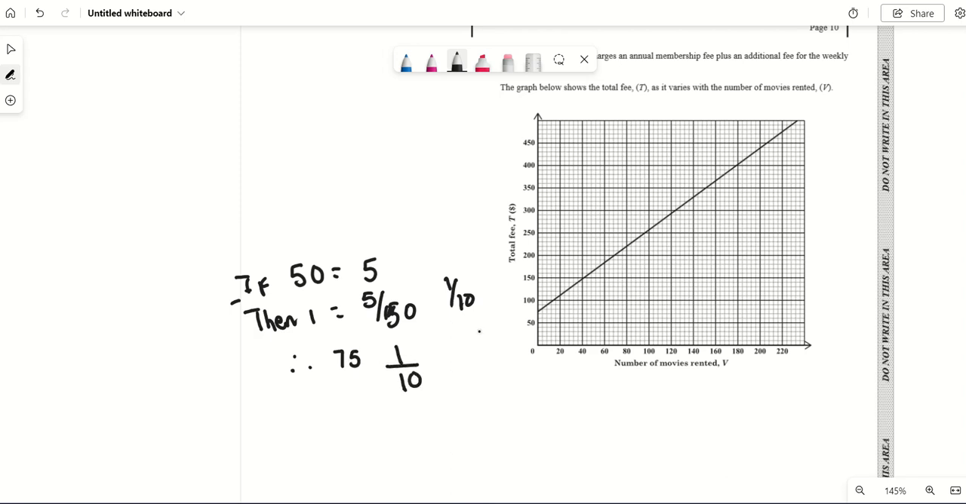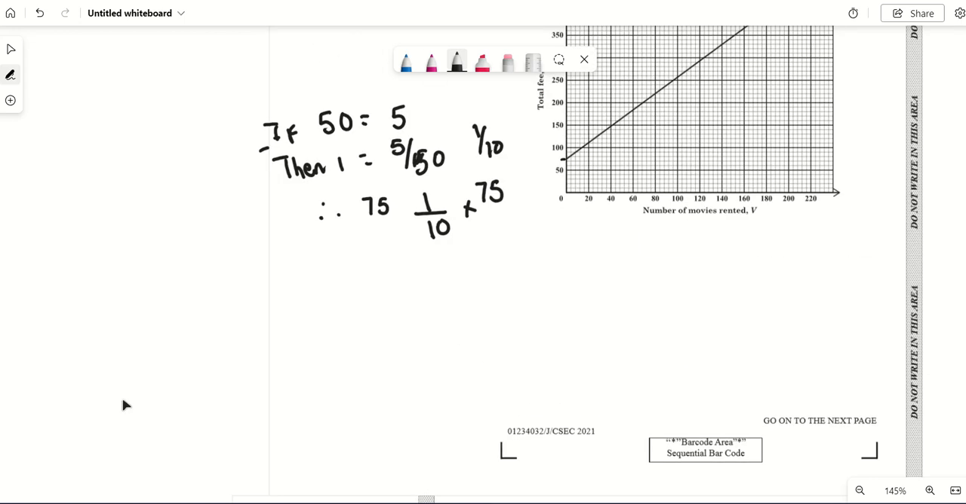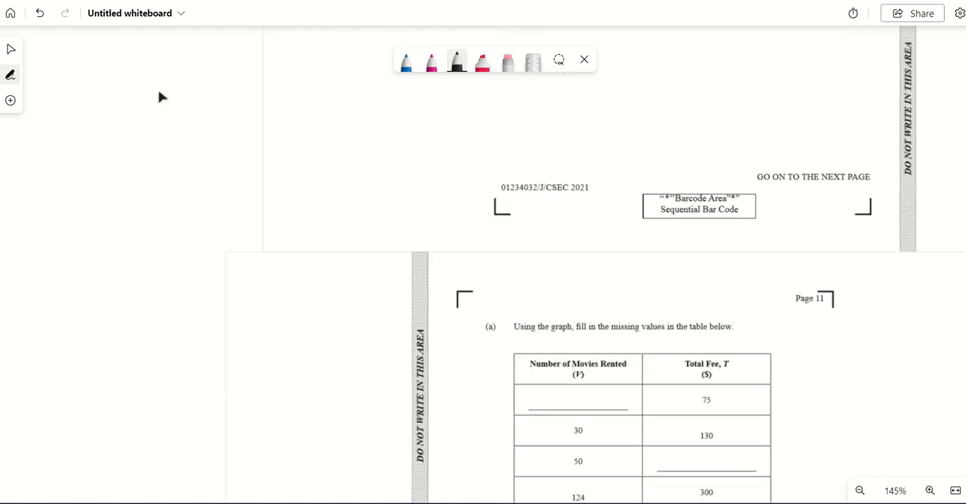That's 1 over 10 multiplied by 75, which is 7.5. And we count at 7.5. We see that for the number of movies rented, 75 is at this point here. If we look at our x-axis, that is actually 0 movies. So 75 is 0 movies. So we can say that 75 is the fee that they ask for before you join.